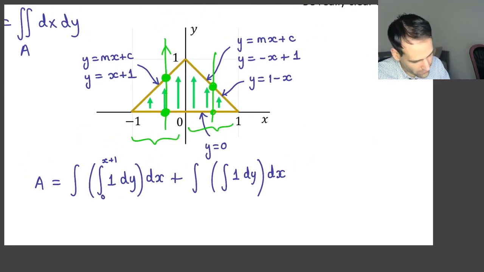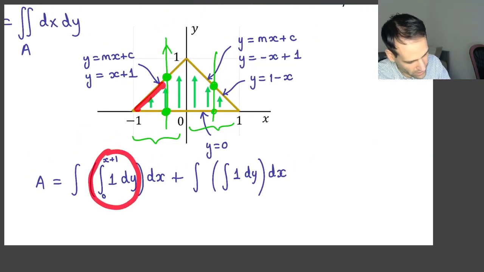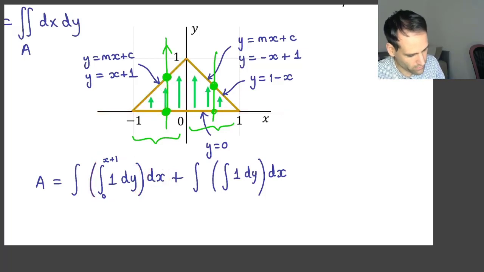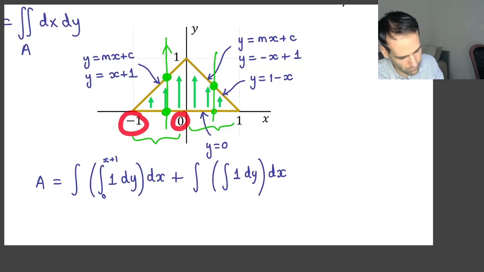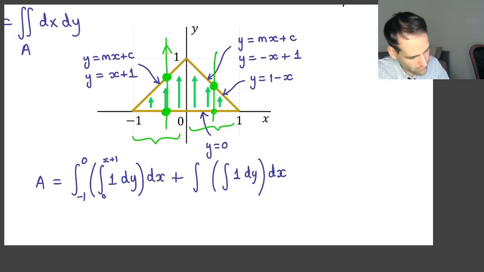And once we have done the inner integral, we have to project this triangle into the remaining variable, which will be x. So we project this triangle onto the x-axis. So this means that the limits for the x-axis will be between -1 and 0. Okay? So that's the first integral.